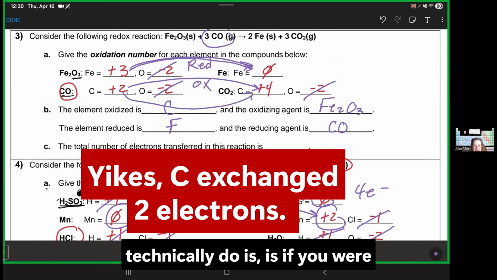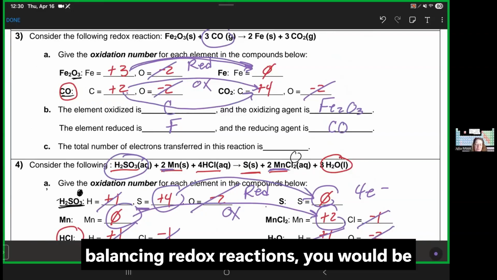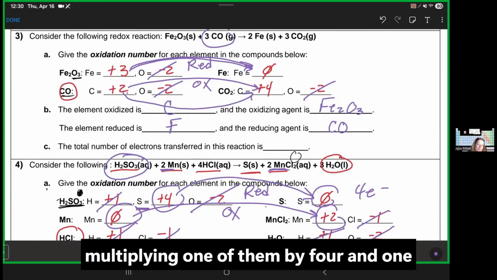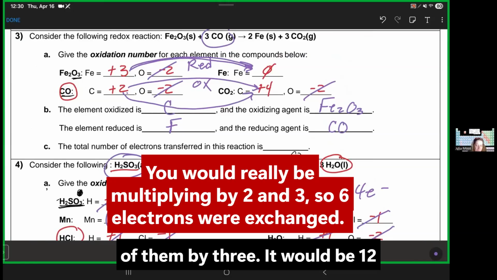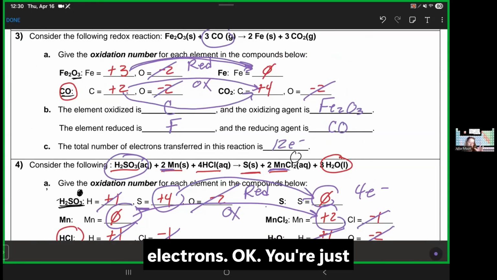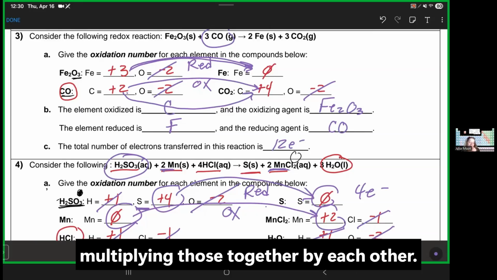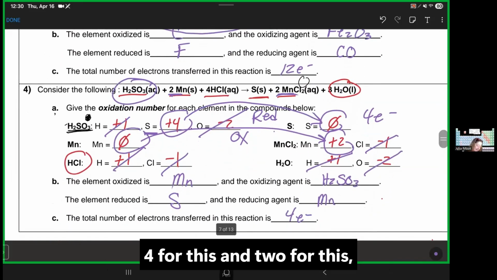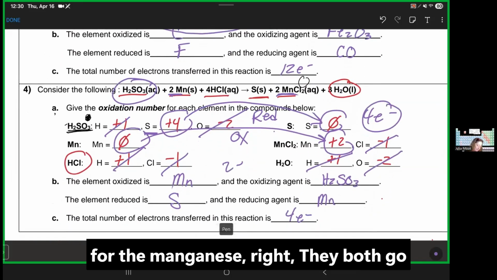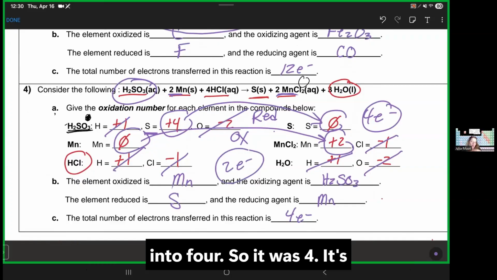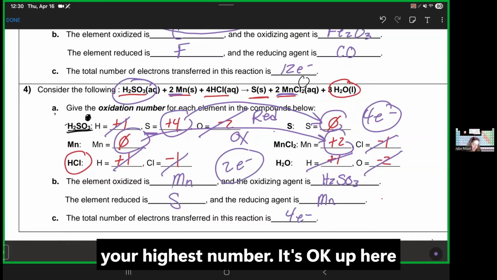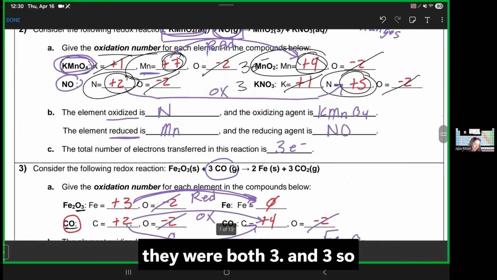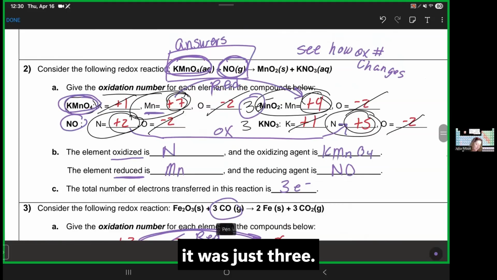And so what you would technically do, if you were balancing redox reactions, is multiply one of them by 4 and one of them by 3. It would be 12 electrons. Okay, you're just multiplying those together by each other. Okay, and down here, because I had 4 for this and 2 for this, for the manganese, right? They both go into 4, so it was 4. It's your highest number. It's okay. Up here, they were both 3 and 3, so it was just 3.